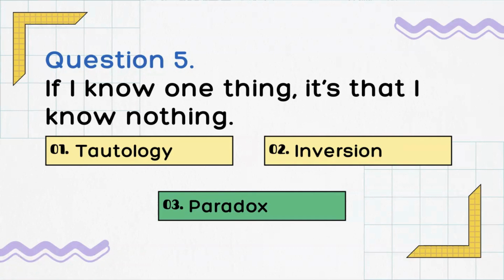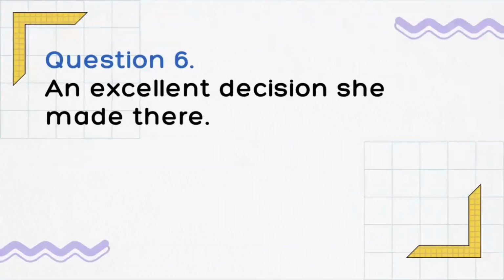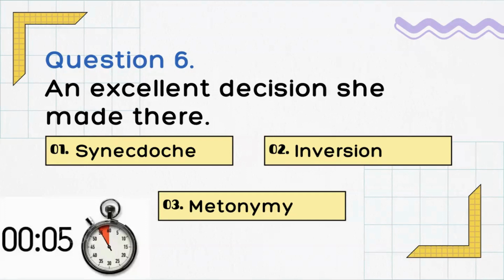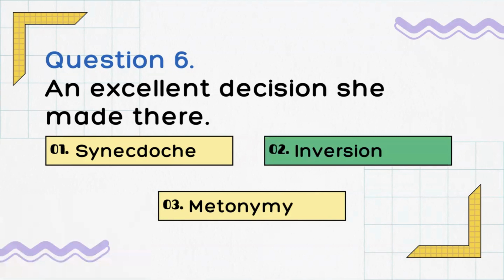Let's see the last question. An excellent decision she made there. The options are synecdoche, inversion, and metonymy. The correct answer is inversion. As the prose order is jumbled up, the correct prose order should be, she made an excellent decision there.